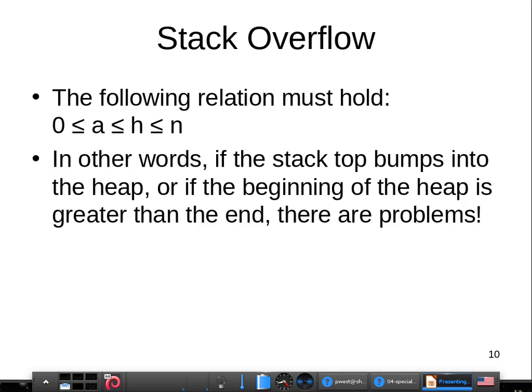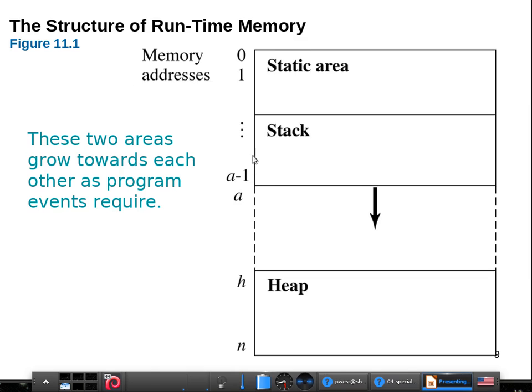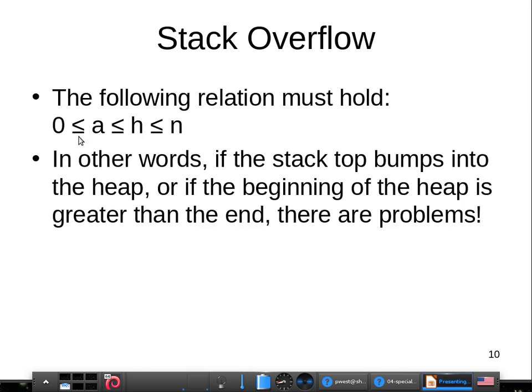The following must hold. All right, so what were these variables? We already forgot what they were. 0 is the top, A is the end of the stack, H is the beginning of the heap, and N is the end of the heap or the end of memory. So remember, A is the end of the stack, H is the beginning of the heap. So hopefully 0 ≤ A ≤ H ≤ N, less than or equal to your total memory. In other words, if the stack bumps into the heap or if the beginning of the heap is greater than the end, there are problems.